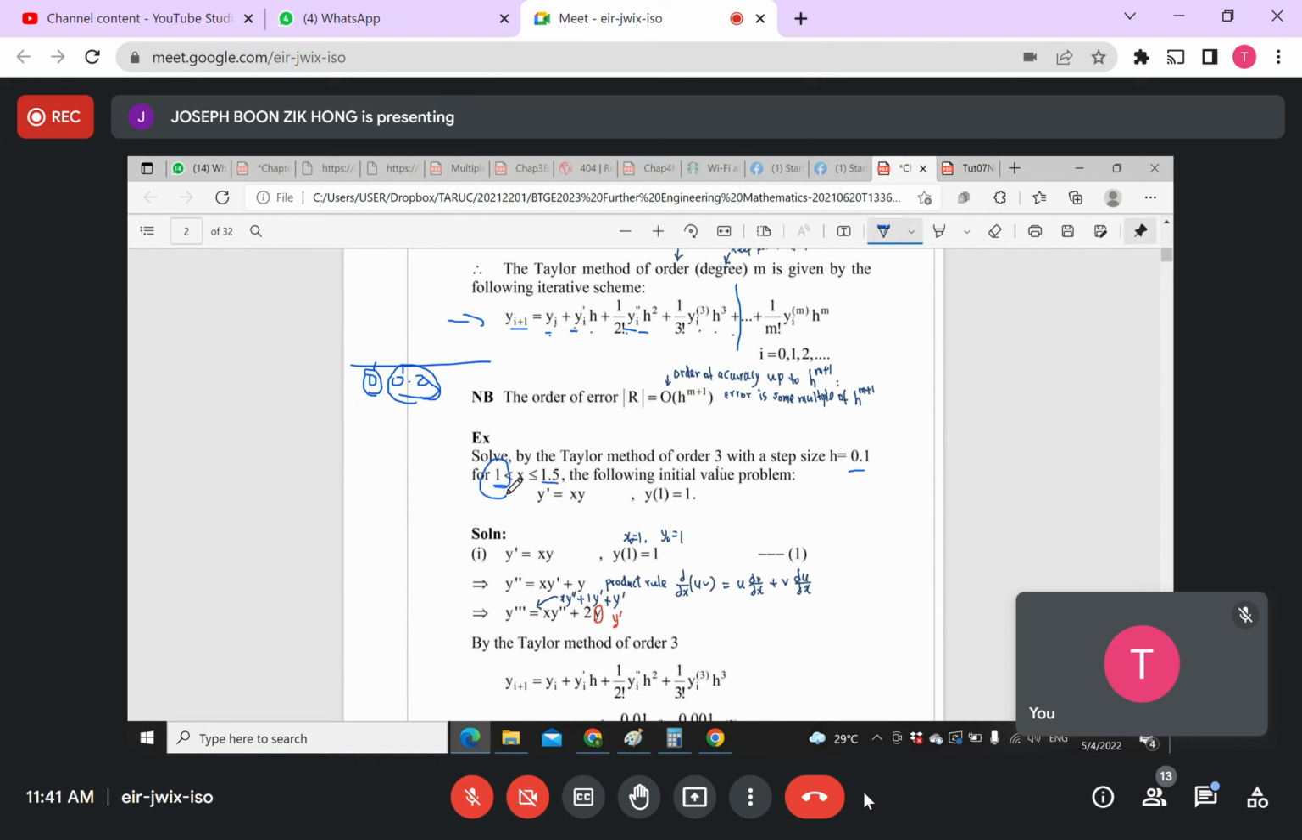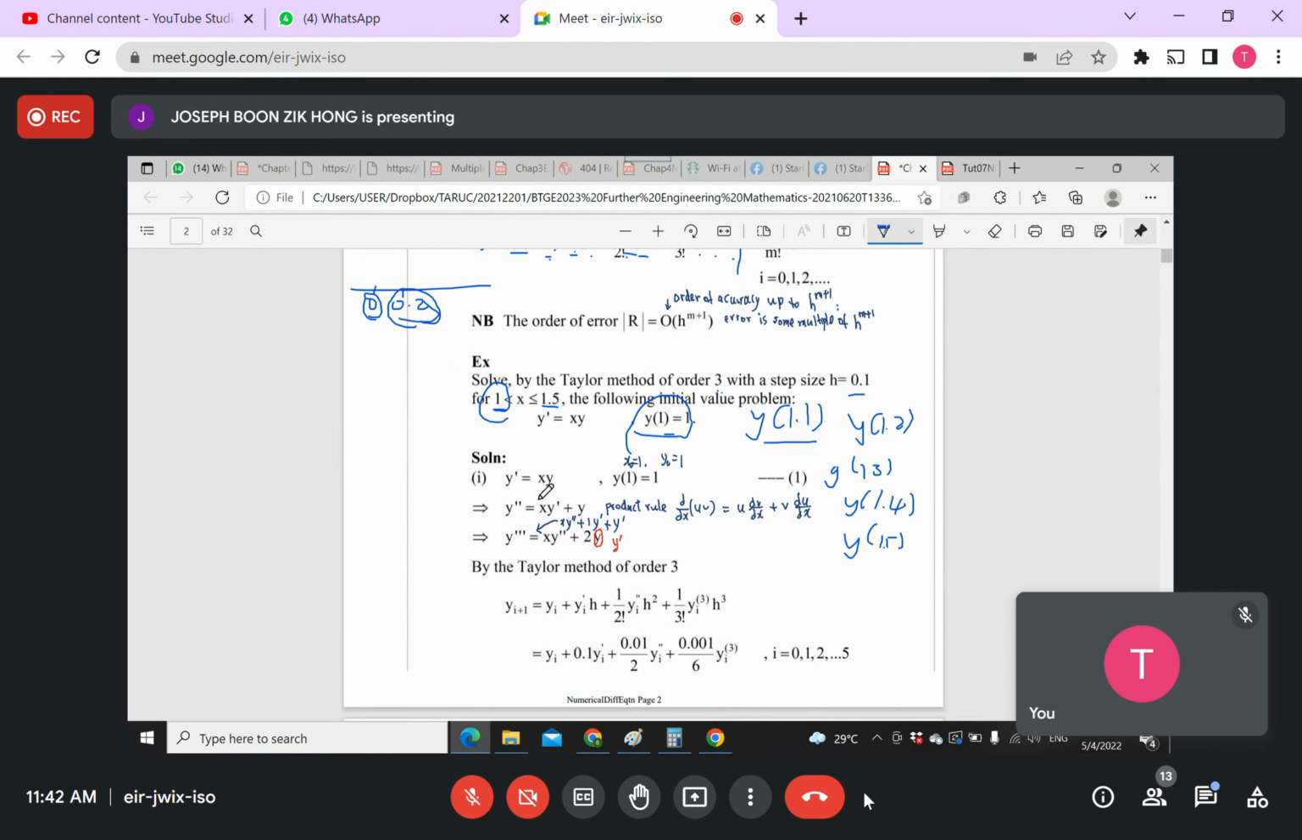Normally the initial point, the 1, will be given. So what you want to find is 1.1, 1.2, 1.3, until 1.5. You have to do it step by step. By using y1, we first find y1.1. After you find y1.1, only then do we find y1.2, and so on until we get y1.5. Then only we have solved it. That means you have to do it five times.